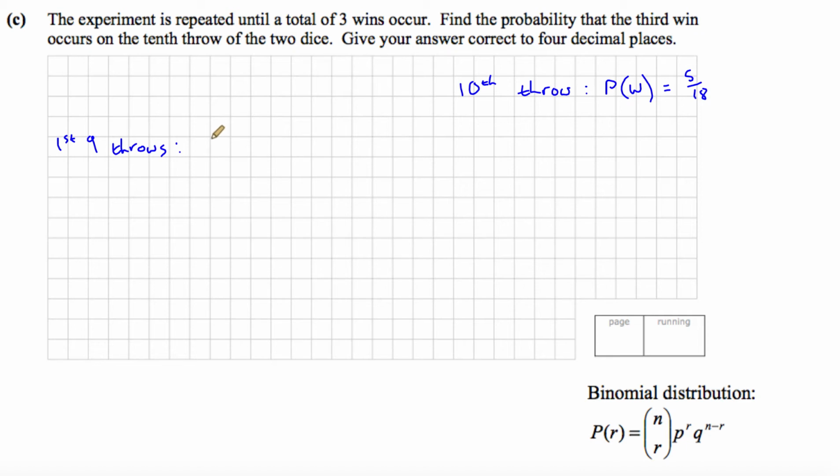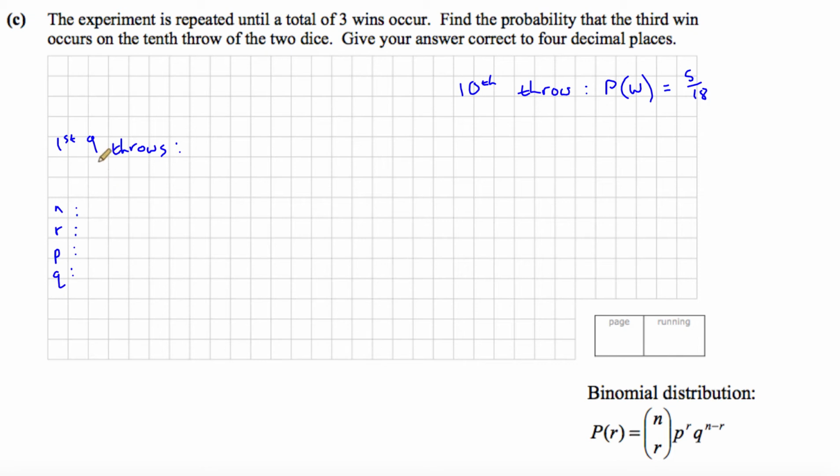So what is the probability of getting 2 wins in a total of 9 throws? Well, to do this, we're going to use the binomial distribution. This is from your tables book. To use the binomial distribution, we have to identify n, which is the number of trials, r, which is the number of successes as you define them, p, which is the probability of success as you define it, and q, which is the probability of failure. So there are 4 letters, n, r, p, and q, to be able to use the binomial distribution.